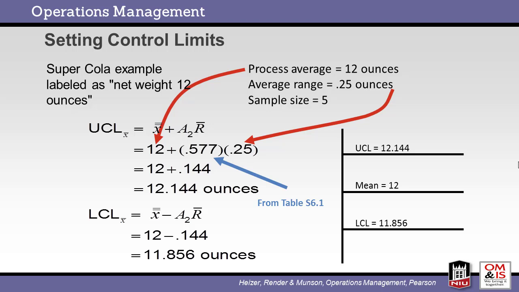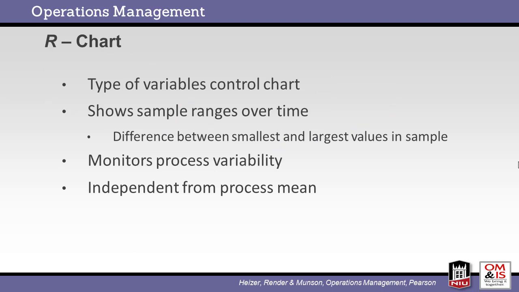We are given a mean of means X bar of 12 ounces. With a sample size of 5 bottles, we have an A2 value of 0.577 from the table. Substituting the values into the equation, we get an upper control limit of 12.144 ounces and a lower control limit of 11.856 ounces. We now have everything we need to set up our X bar control chart, started on the right. Now we turn to the R chart.